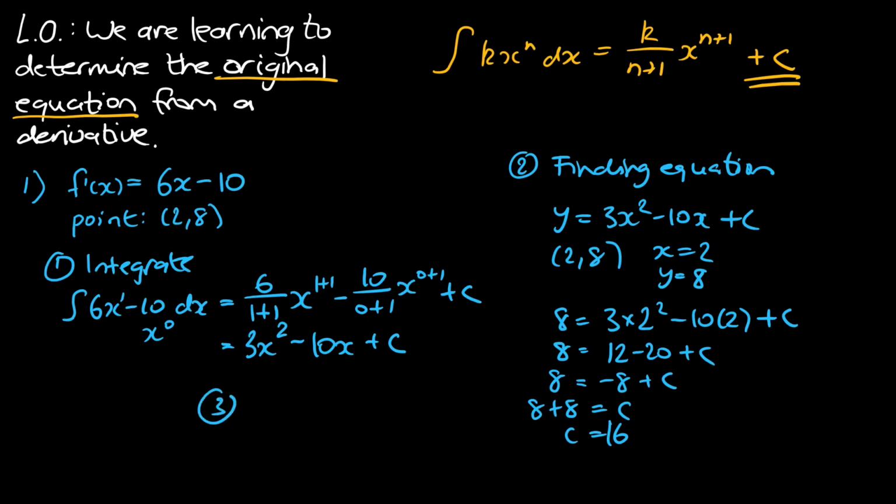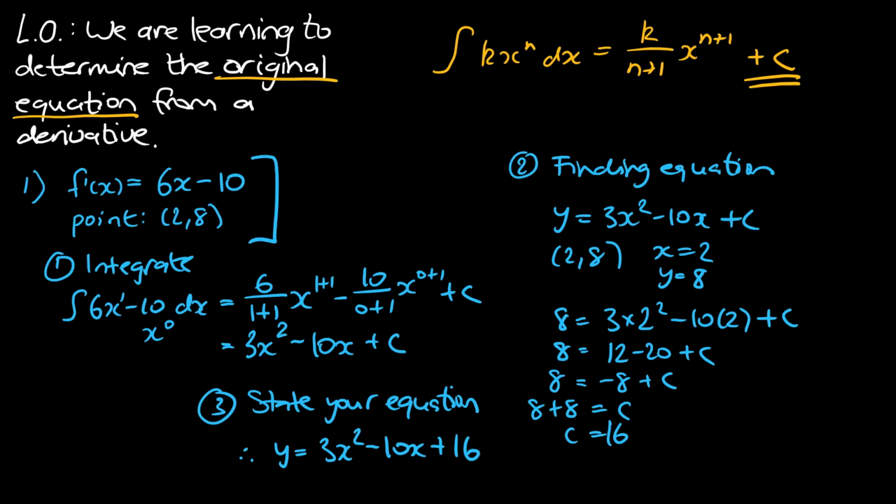And the final step, I'll write it down the bottom here. You've got to state your equation. So we've now got all of the components of our original equation. What I normally do is go: therefore y is equal to 3x squared minus 10x plus 16. And that there is the original equation from the derivative and the point we were given.